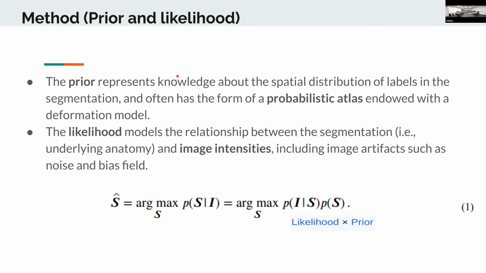In their approach, the prior is related to the probabilistic atlas, which is used to make the deformations on the atlas. And the likelihood is proportional to the image intensity. So the bottom half of the network, where they predict the likelihood parameters and create these likelihood maps, is related to the image intensities.